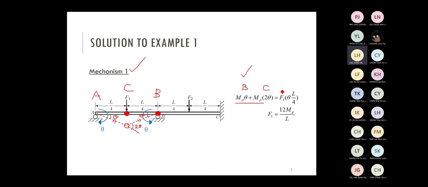External work, by definition, is equal to force times the corresponding displacement delta. How to find delta? You can use the idea of arc length. Arc length tells you that radius times the rotation gives you approximately the displacement. From this picture, you can see that the radius is equal to the length L/4. Rotation is theta. So theta times the length L/4 gives you the displacement delta. Delta equals L/4 times theta. So you see theta on both sides. You can eliminate theta and then slightly rearrange the formula. You can get the first collapse load, 12 Mp over L.